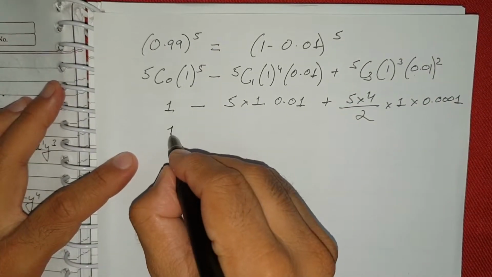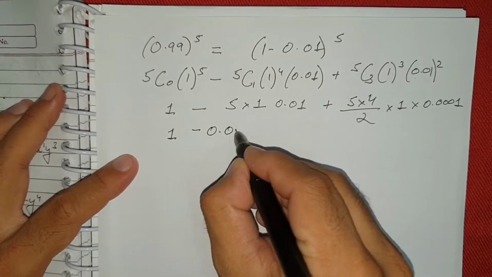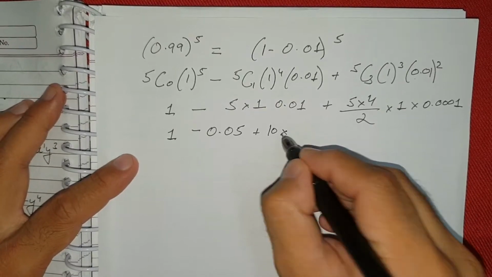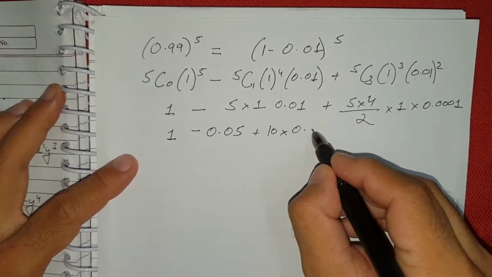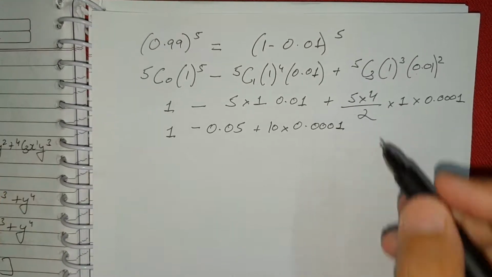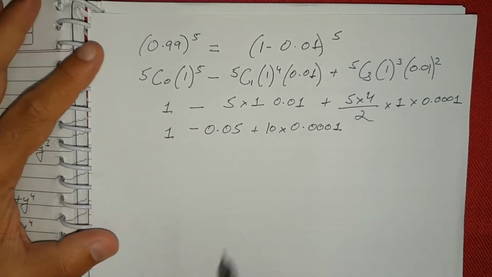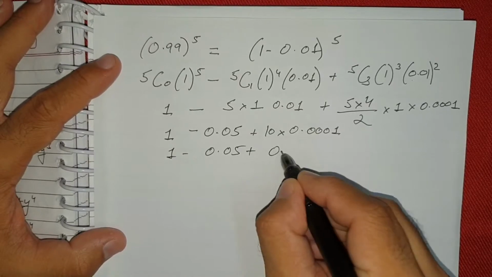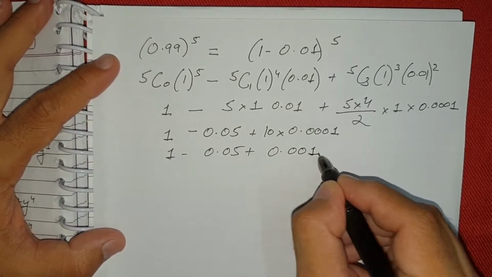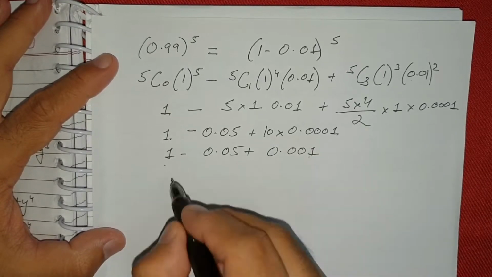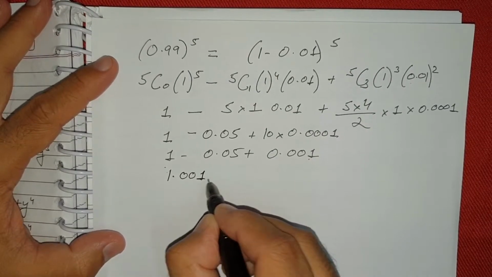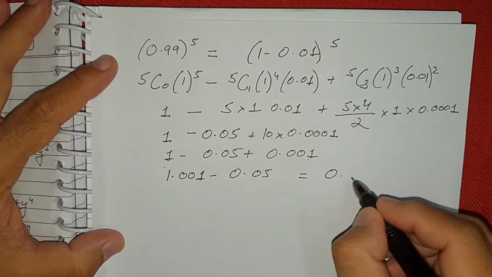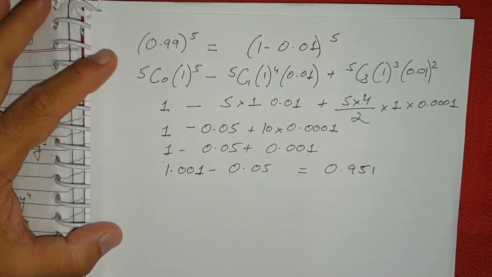Next step will be 1 minus 0.05 plus 10 into 0.0001, because this will become 10. So this is 1 minus 0.05 plus this will become 0.001. So basically add these two, 1.001 minus 0.05. The answer will be 0.951. So this is our answer.